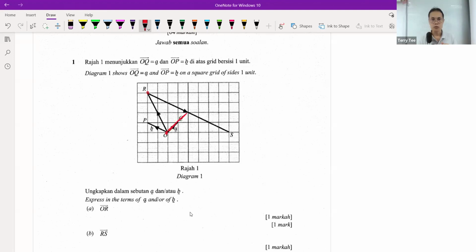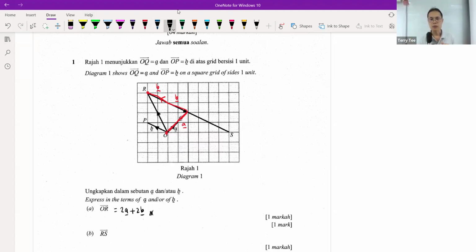So let's do 2A. 2A is up here, followed by 1B, 2B. So in order to go from O to R, notice you have to do A twice and B twice as well. Therefore, your vector OR will be 2A plus 2B. Fairly simple, 2A plus 2B. You can see from my diagram.